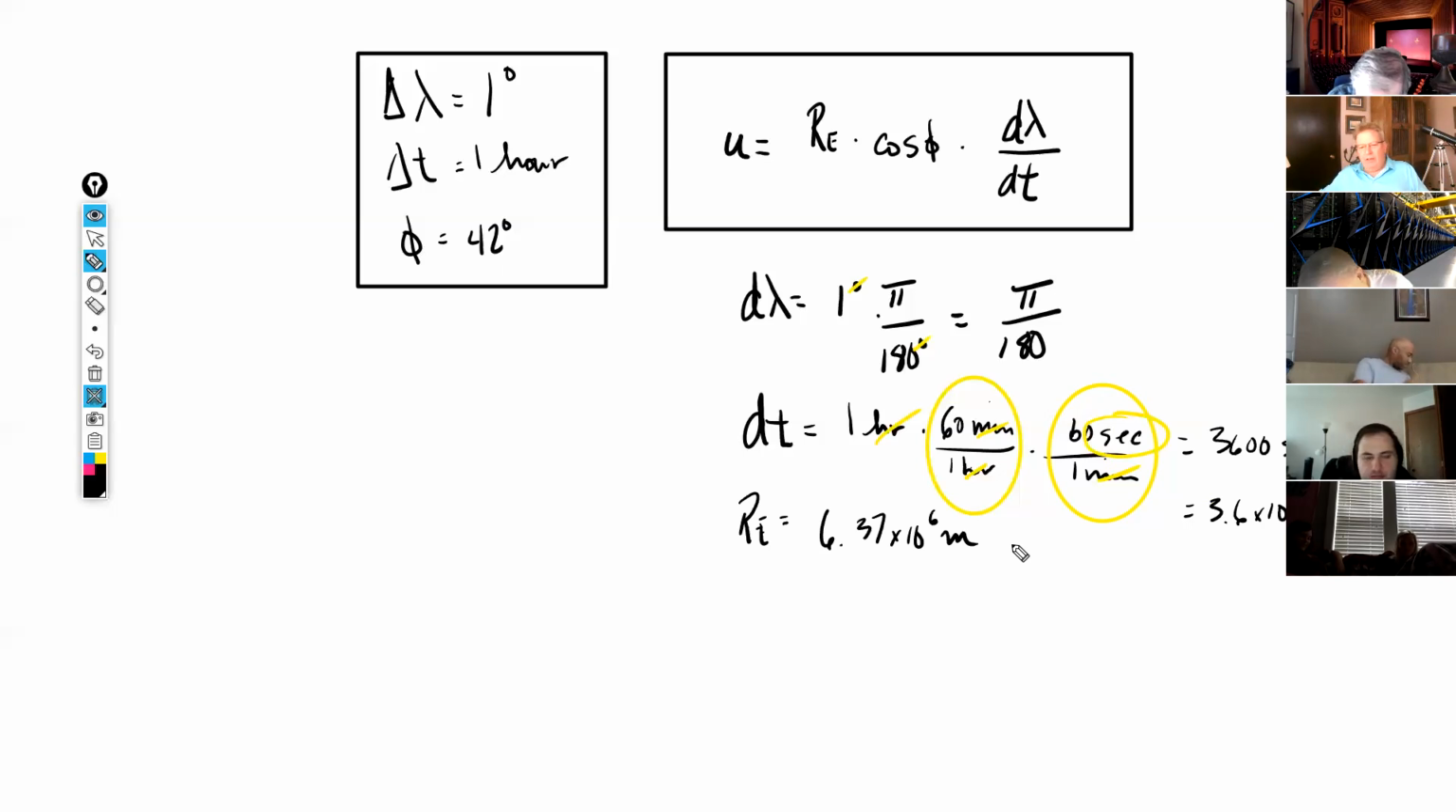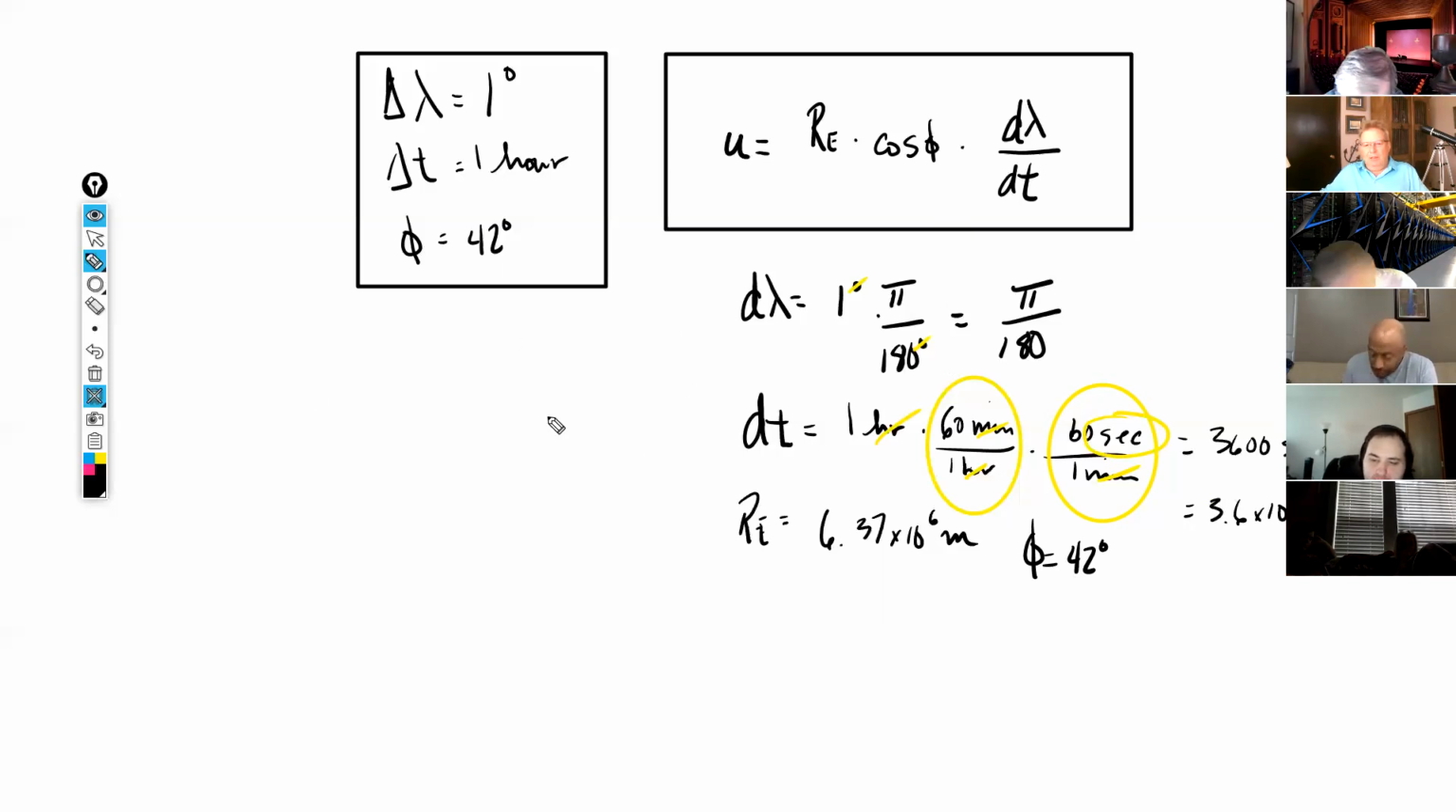Okay, do I have everything? And I said my latitude is 42 degrees. Do I have to convert that to radians? Depends what your calculator takes. Well, no, I don't need to, because I'm going to take the cosine of this. Your calculator should be in degrees, probably. But remember, it goes away.